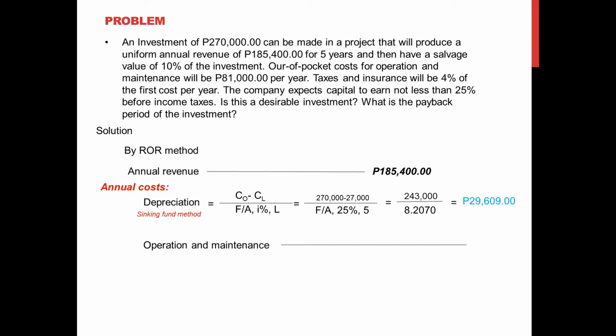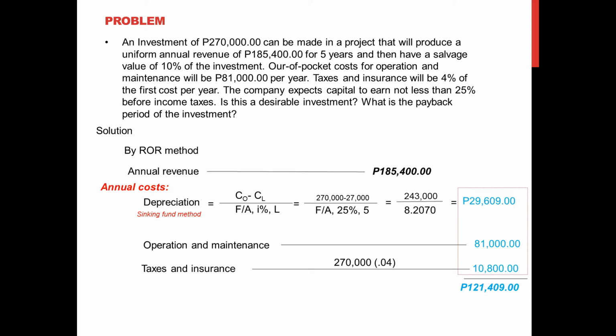For the operations and maintenance, we have 81,000. This is the out-of-pocket cost. And then for the taxes and insurance, the tax is set to be 4% of the first cost per year. Therefore, the first cost is equal to 270,000 times 0.04, which will be equal to 10,800 pesos. We sum all of this and we have 121,409 pesos. That is our total annual cost.